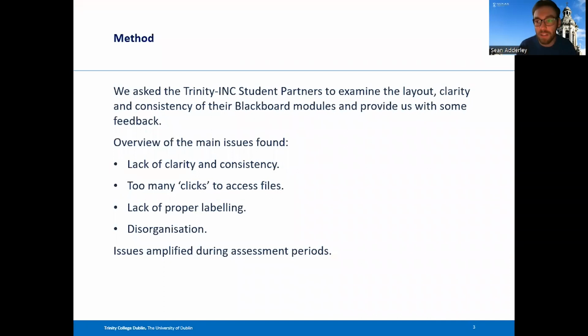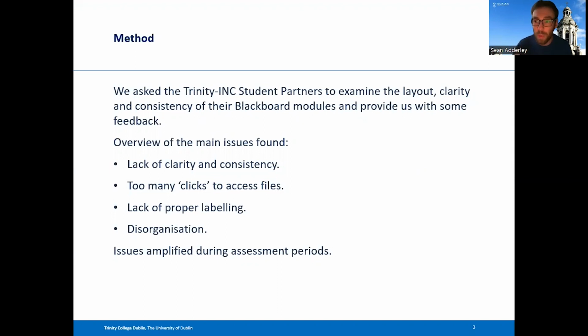So what we've done is we asked the Trinity Inc. student partners to examine the layout, the clarity and the consistency of their Blackboard modules and provide us with some feedback. Here's an overview of the main issues that were found. As an undergraduate myself, I would have encountered many of these issues on Blackboard too. They were a lack of clarity and consistency, too many clicks to access files, a lack of proper labeling, and disorganization. These issues can become particularly amplified during assessment periods, as it can become quite taxing to navigate a disorganized Blackboard module when you're trying to study for exams.